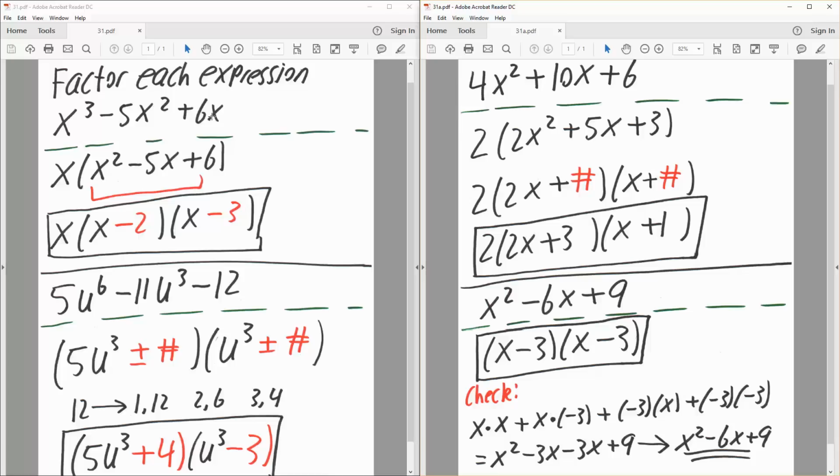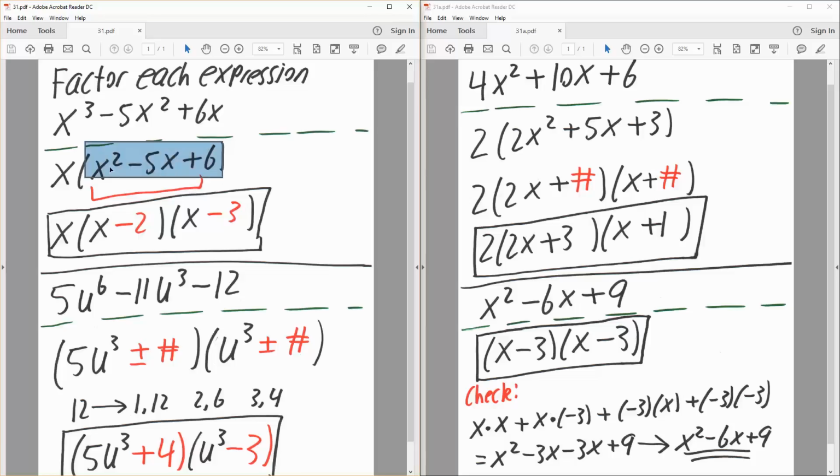What we notice here is that each of these terms has an x. So we can first immediately factor out an x. By doing that, we would get x parentheses x squared minus 5x plus 6. And if we were to distribute the x, we would get x cubed minus 5x squared and 6x. Next, we try if we can factor this term out.